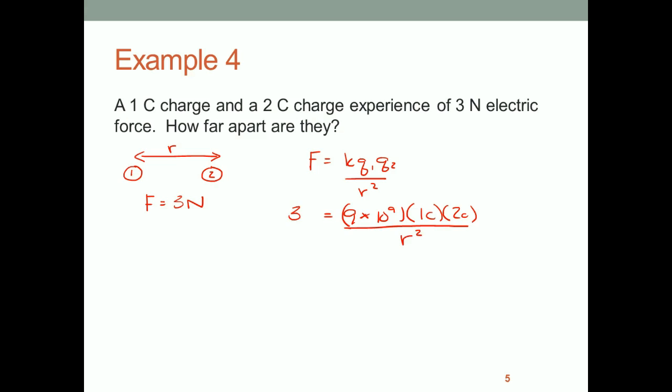Okay, so that is 3 equals 18 times 10 to the 9th divided by r squared, or r squared equals, I believe that is 6. Yep, 6 times 10 to the 9th. Right now our units are meters squared, so r is going to be the square root of that.